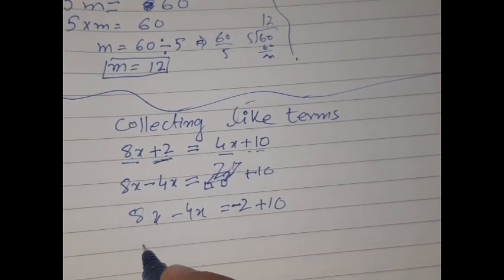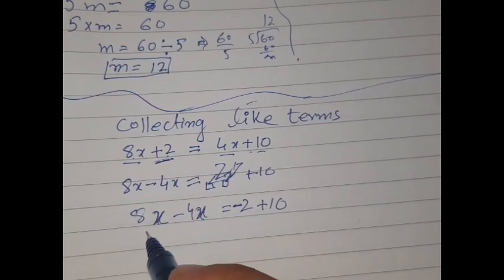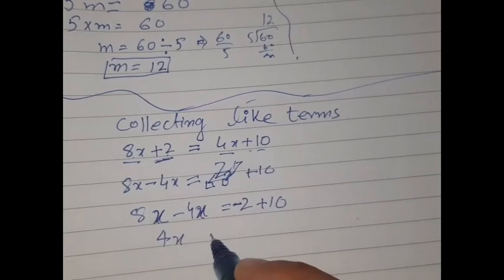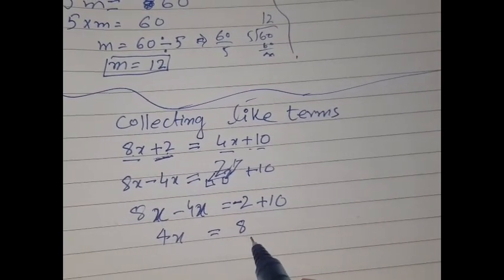Now, what I have is 8x minus 4x. Now, what is x? We know that x is a variable. It's like 8 apples minus 4 apples. How many apples am I left with? 4 apples. Okay, so 10 minus 2 is what? 8. Now I know 4x is equal to 8.